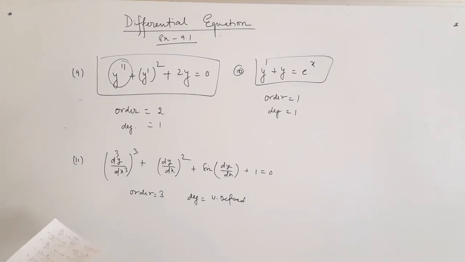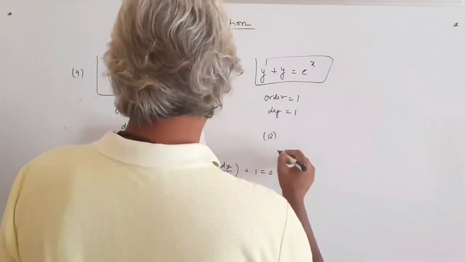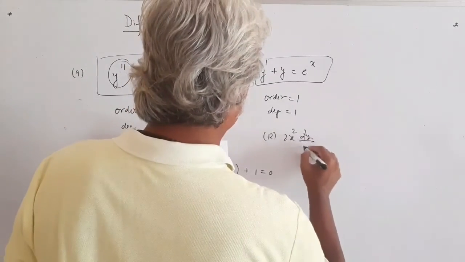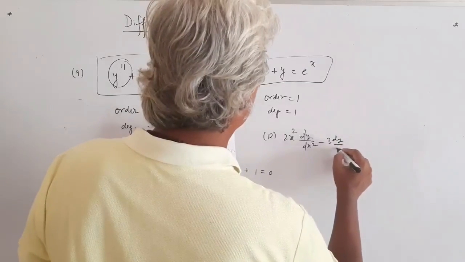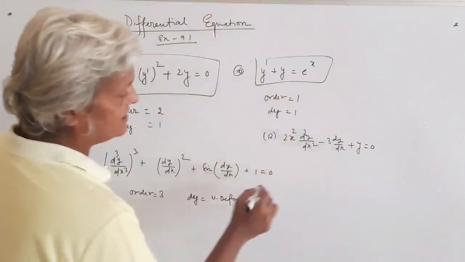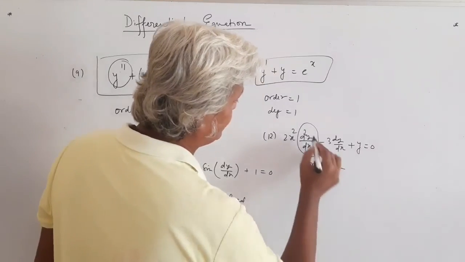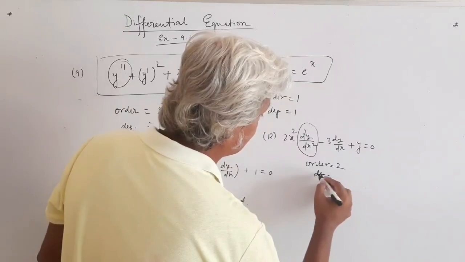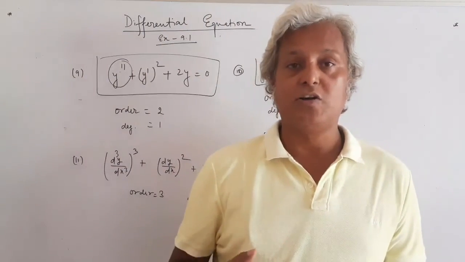So this is done. Next question is final one of this exercise, question number 12, which says that 2x square d square y over dx square minus 3 dy by dx plus y equals 0. This is so self is visible. This is order 2. Order 2, and what is highest power here? This is 1 because it's only one times occurring. So degree is 1. So this is how you determine the degree and order of differential equation.